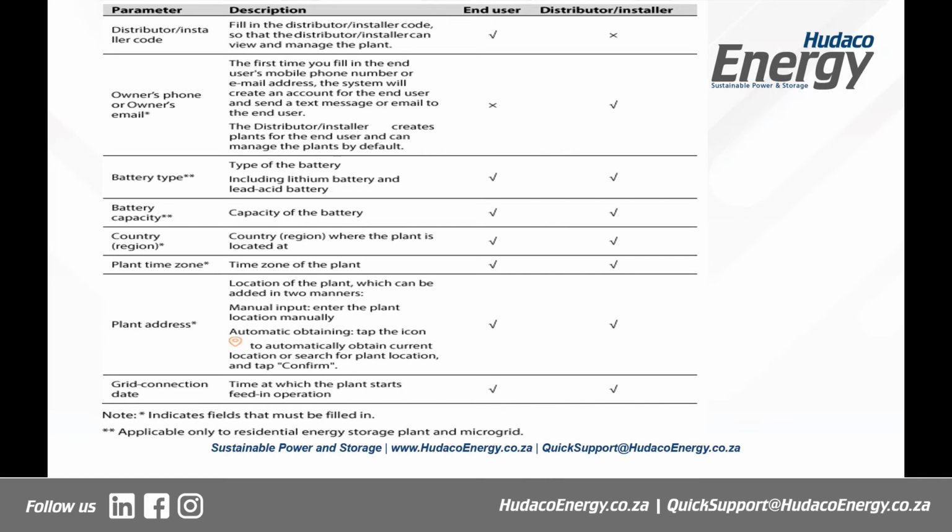Okay, the battery type. This only applies to systems that are going to be using storage. If it's a residential with a hybrid inverter, then it applies. If it's not, then we don't talk about battery type. This can be chosen by the end user, it can be chosen by the distributor. The country of origin and capacity of the battery can be chosen by both the end user and the distributor.